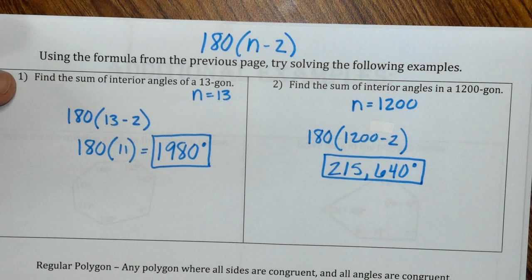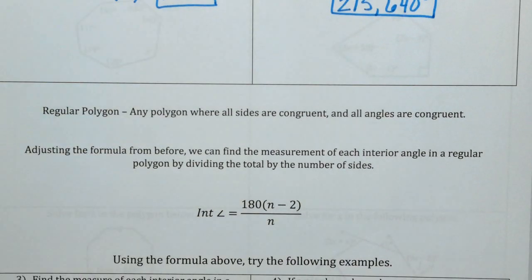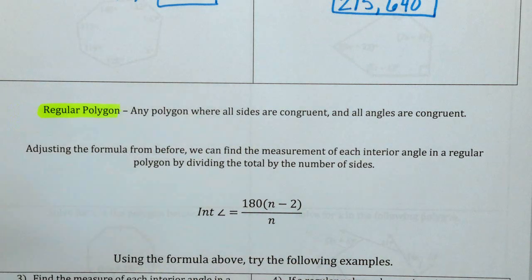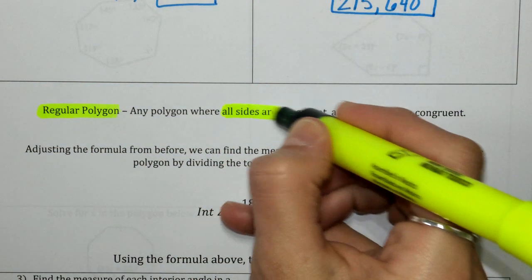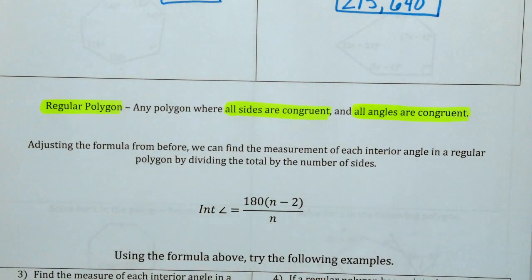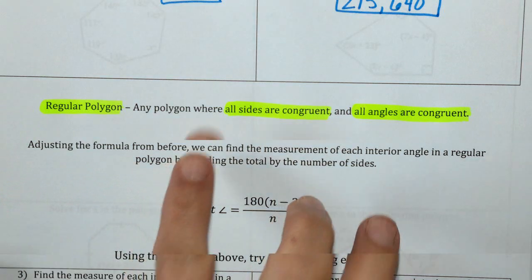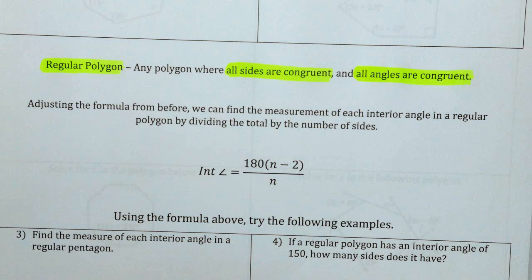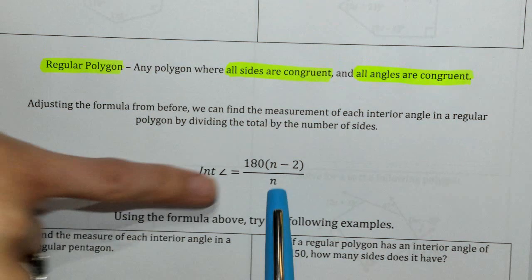Now, this is just any polygon. Now we're going to go into talking about a regular polygon. A regular polygon means you're going to have this polygon, but all sides are congruent, which means all angles are also congruent. So we can actually figure out how much each angle measurement is, and that's what we're going to do here. Adjusting this formula up here, we're going to find the measurement of each interior angle, and we're going to be using this formula here.